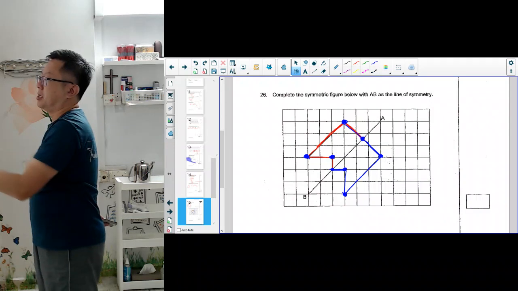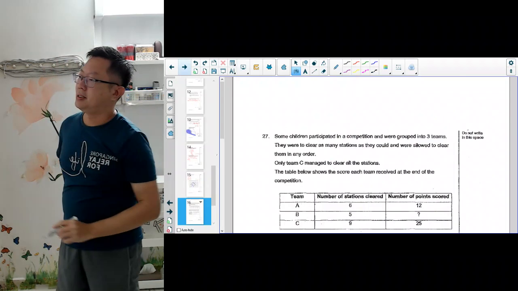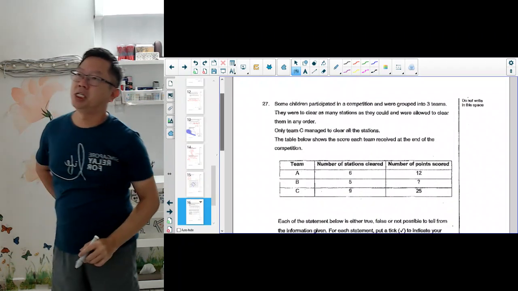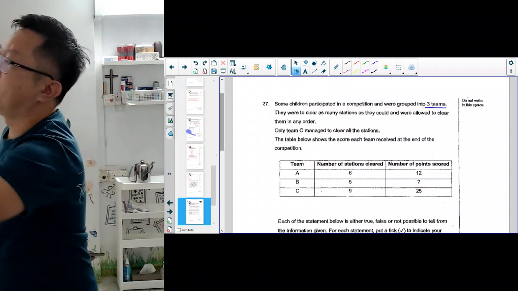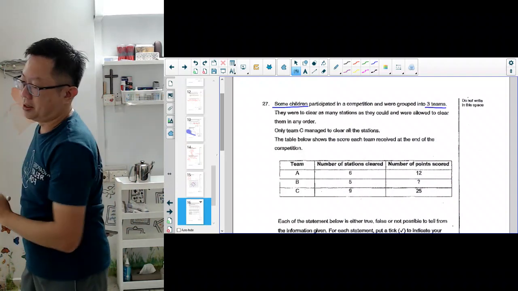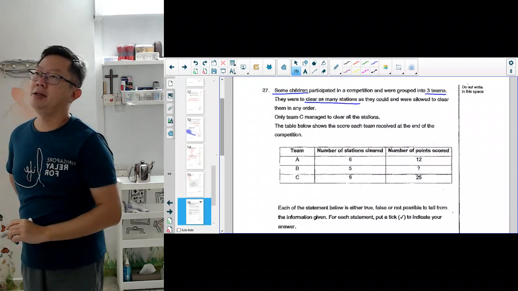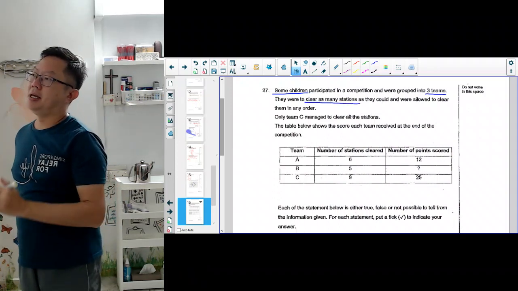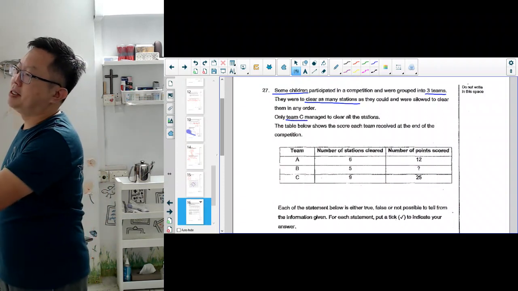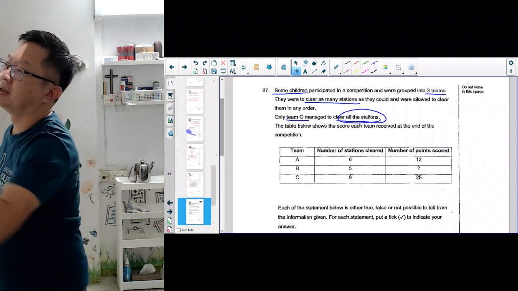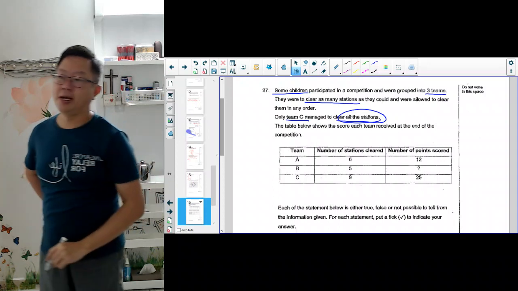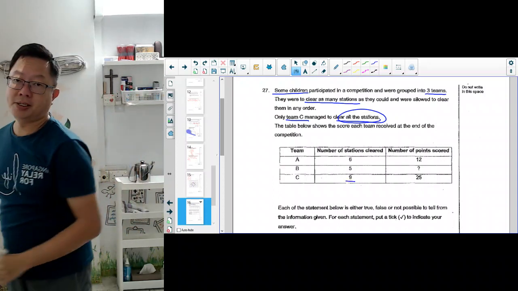Right, next one, question 27. Some children participated in the competition and they were grouped into 3 teams. So do we know how many children? We are not sure. They were to clear as many stations as they can, and they were allowed to clear them in any order. So only team C managed to clear all the stations, which means that how many stations are there altogether? There must be 9 stations altogether.